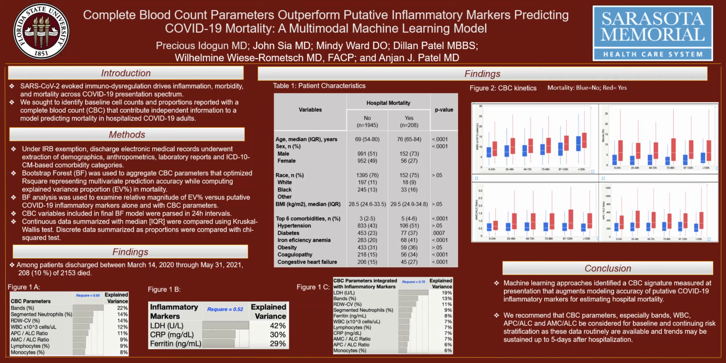In conclusion, machine learning approaches identified several CBC parameters measured at presentation that, when modeled with non-COVID-19 inflammatory markers such as CRP, LDH, and ferritin, enhanced early prediction of hospital mortality. CBC parameters are usually more often measured compared to other inflammatory markers that show COVID-19 severity and thus serve as an easily obtainable source of information to determine which patients may require a higher level of care before clinical symptoms follow. This includes progression to critical illness and hospital mortality.